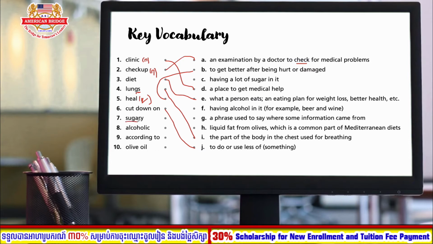Sugary is very easy. It comes from the word sugar. When it's the word sugary, it functions as an adjective. We use it to refer to something that has a lot of sugar in it, which is letter C. Alcoholic also comes from the word alcohol, and the meaning is letter F, having alcohol in it. For example, beer and wines. According to is an adverb, and this is a phrase that is used to say where some information comes from.